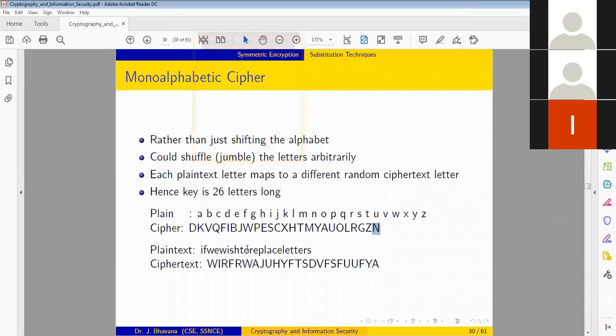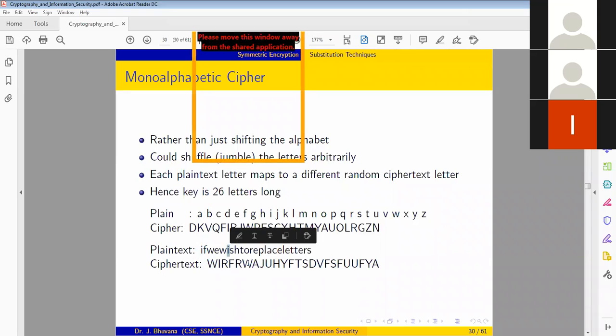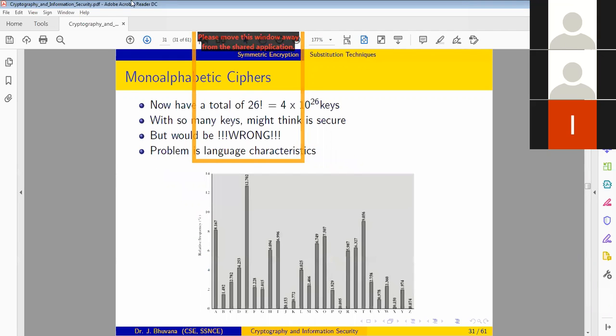That way, if the plain text message has I, it is replaced by W. So wherever you have an I, it will always be replaced by the W. This is a kind of cipher which takes one letter of the plain text and replaces it with a fixed character of the cipher text. That is called the monoalphabetic substitution cipher. Still a substitution cipher, but this is also no longer a secure cipher, I would say.